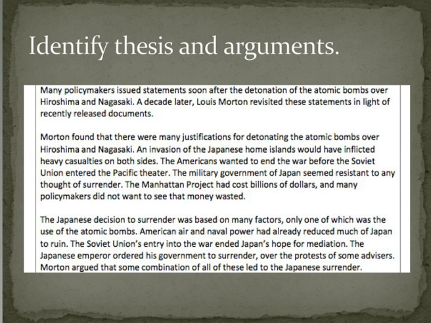Okay, identify the thesis and the arguments. This is, again, what they are trying to sell you. So what are the key points that the author is making that they want you to believe by the time you finish reading the article?